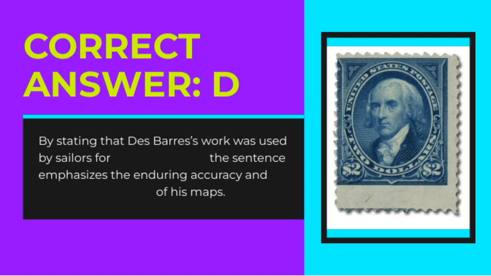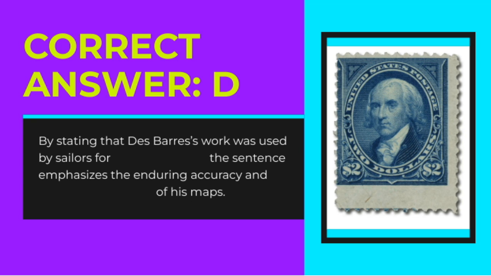When we say that des Barres' work was used by sailors for over a century, what we're really highlighting is the remarkable durability and reliability of his maps. This long period of use shows that his charts weren't just accurate for a brief time. They stood the test of time and continued to be valuable for generations of navigators. It emphasizes the enduring impact of his contributions to navigation and map-making. This longevity also underscores the overall theme of how precision and trust in cartography can influence exploration and safety at sea over many years.